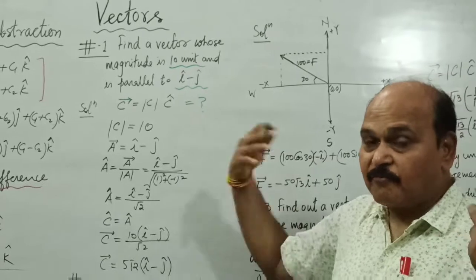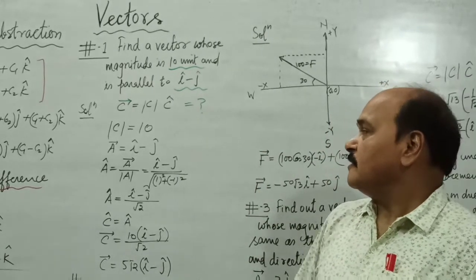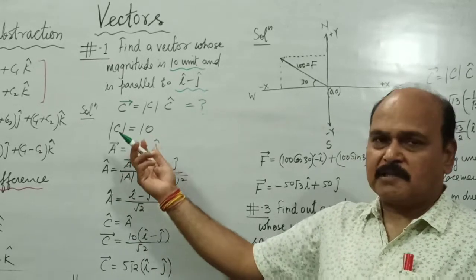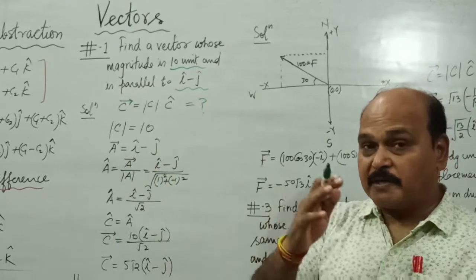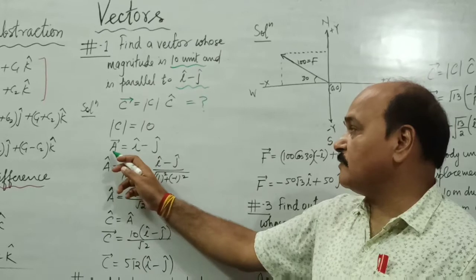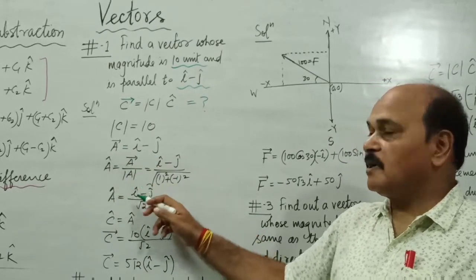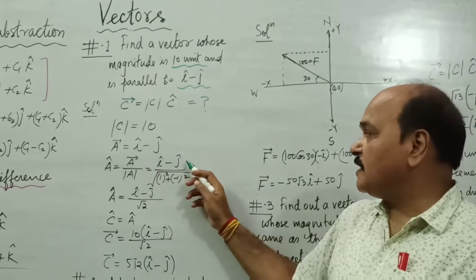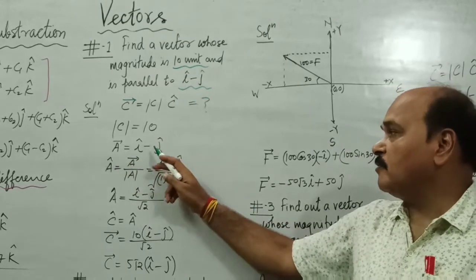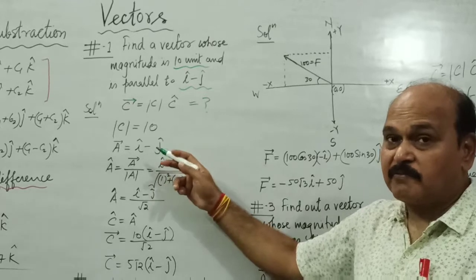So let us first of all find the direction of i minus j. So i minus j is, say, a vector A. What is its direction? Its direction is going to be the unit vector along it. So what is the unit vector? A cap. The direction of A is A cap, and that is going to be the vector upon its modulus. A vector is i minus j, and what is the modulus? That is the magnitude of this vector.